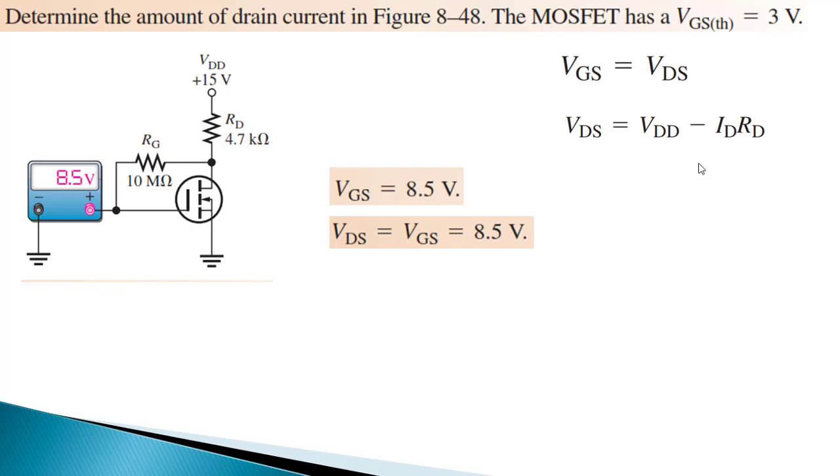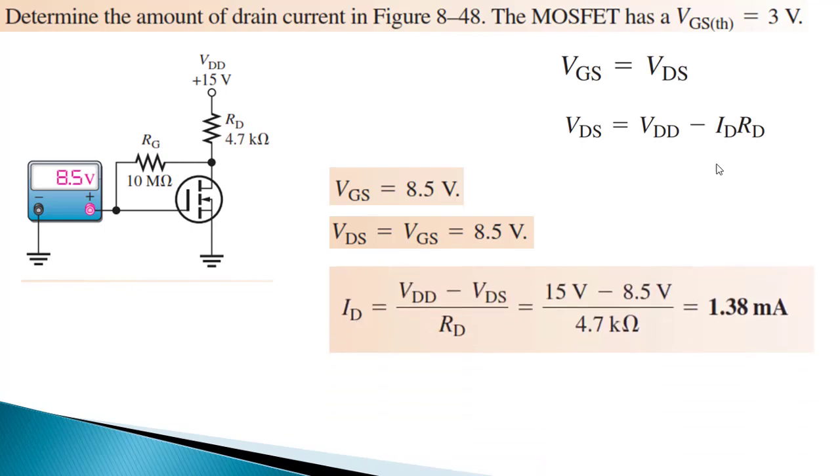Then simply we are going to calculate the amount of drain current ID. For that, using the expression VDS is equal to VDD minus ID into RD, ID is equal to VDD minus VDS divided by RD. VDD is already given in the problem as 15, VDS is equal to VGS, 8.5, and RD value is given as 4.7, then ID value is 1.38 milliamps. So in the MOSFET biasing circuit, usually the problem will be a simple one. It will be asked for 6 marks as well as 8 marks.